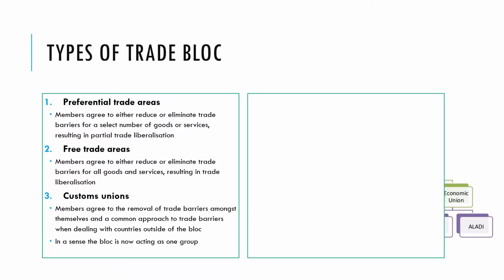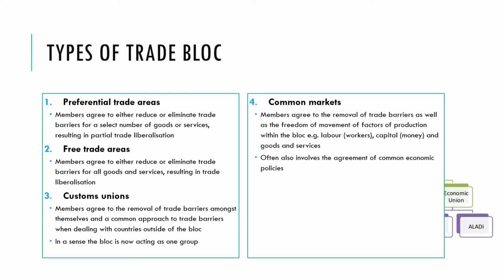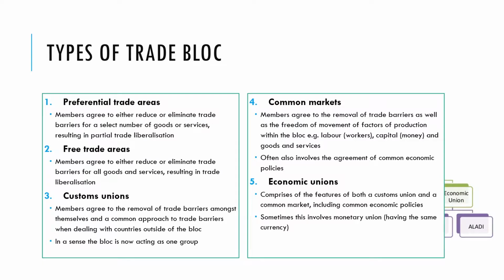Okay, 2 more after that. The next one up is what's known as a common market. And again, that involves the removal of all trade barriers, but also now we allow free movement of the factors of production. So we say workers can go across to any different member. Money can flow freely between different member countries, as well as trading goods and services. The final one would be an economic union, and that's taking a common market a bit further by then maybe having some common economic policies to do with maybe government spending or taxation, and sometimes this will involve things like having the same currency, so a monetary union.